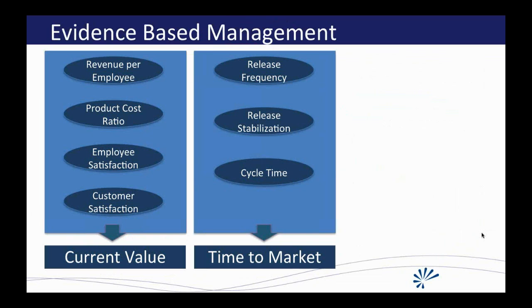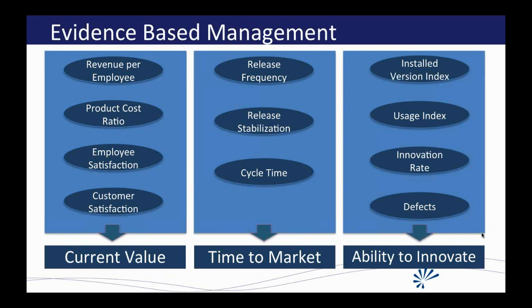But then you've got time to market. This is probably a little bit more leading. Release frequency, release stabilization, cycle time. Release frequency might be how many times did we release in the last quarter or in the last 3 months, and measure that every so often. And then release stabilization, once we say we're ready, how long does it typically take before we're actually in production? These can be leading metrics.